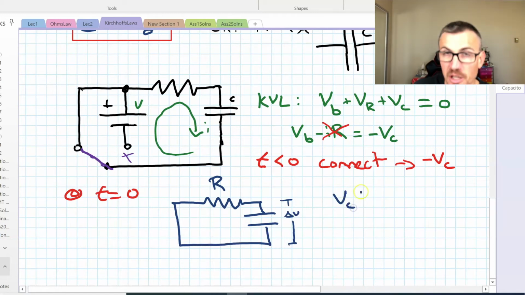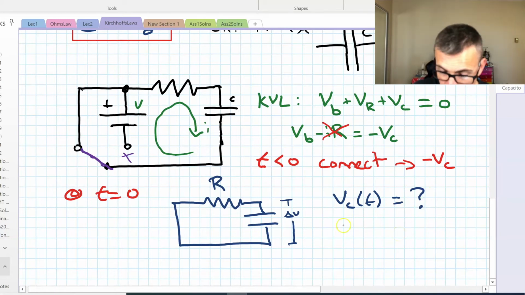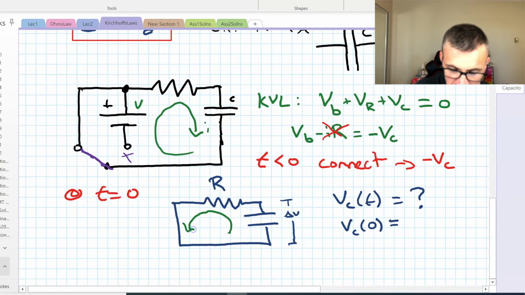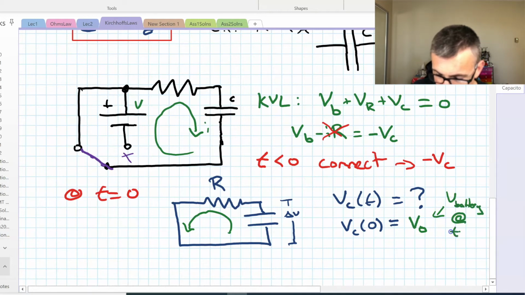So we have the voltage of the capacitor as a function of time, and we want to know what that is. But we know that the voltage at the capacitor right at time equals 0 is negative the voltage of the battery. So what does work now in units like this? We'll be careful to keep track of the signs, and we'll pay attention to the current going this way. That's going to be equal to V naught, the voltage of the battery at t equals 0, technically negative the voltage of the battery. And we just have an initial condition.